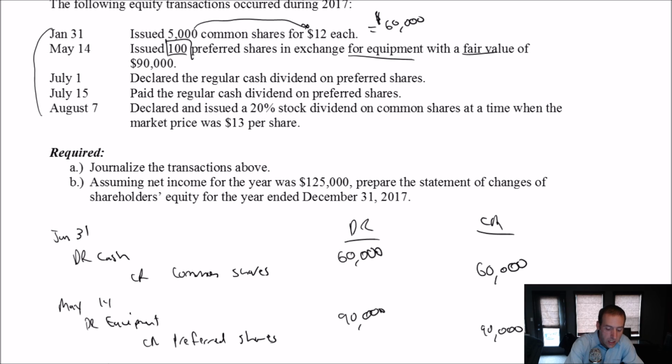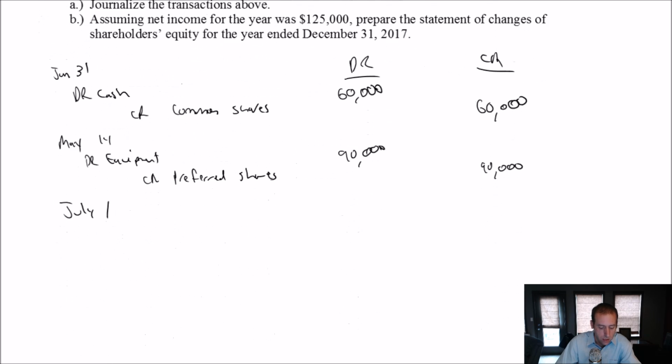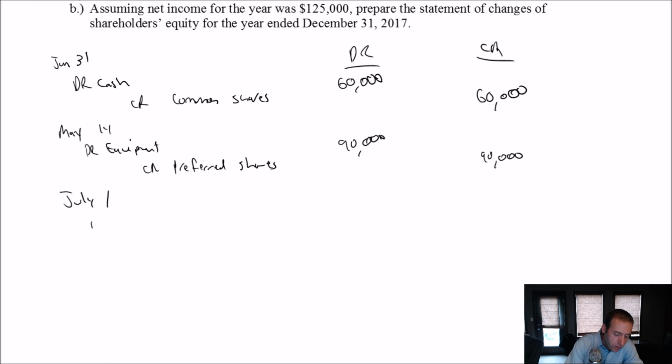So when we declare, it means we've promised to pay. It doesn't mean we've paid, right? A declaration is like a promise. It just means we've promised to pay. So we're not going to credit cash here. So this entry is a little bit new for us and actually represents a bit of a change.